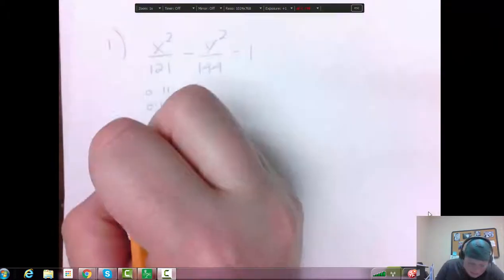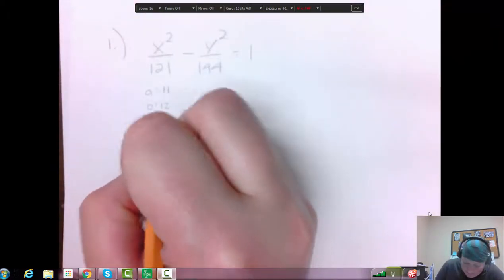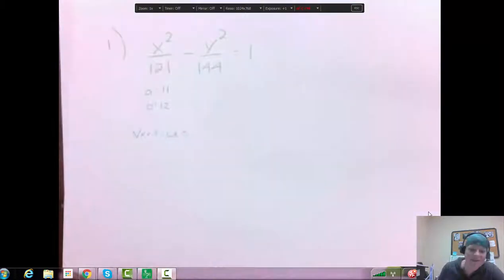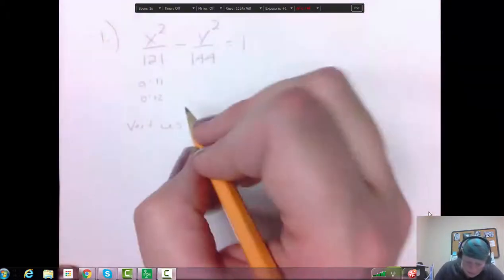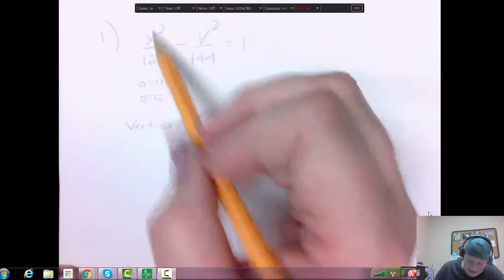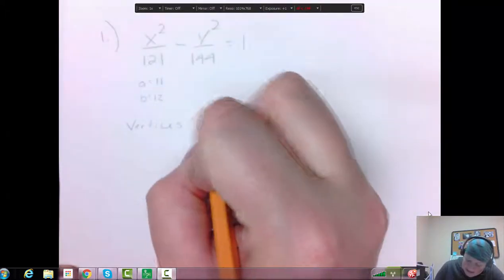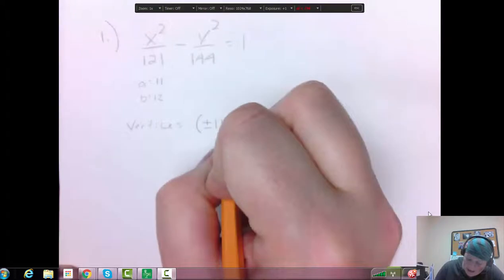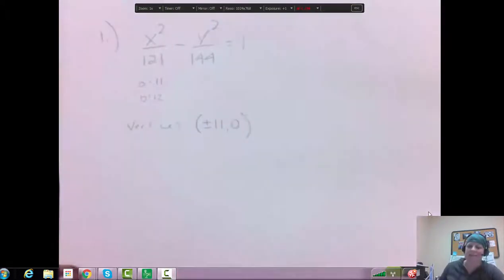That helps with our vertices, and we'll graph this in the end. For our vertices, we use our a. If it is under the x, then the vertices are in the x position, and it's plus or minus. That means you're going to go out on that x and go out 11, and those are going to be your two starting spots for your half-circle shapes there.